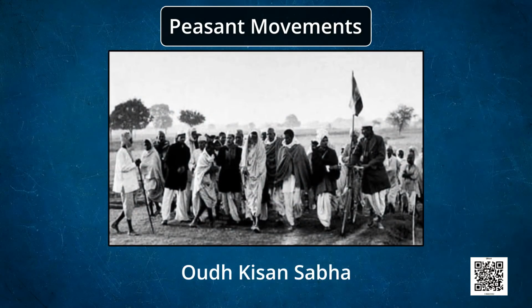Awadh Kisan Sabha was set up, headed by Jawaharlal Nehru, Baba Ramchandra of Awadh and many others. And within a month, it had over 300 branches in various villages.